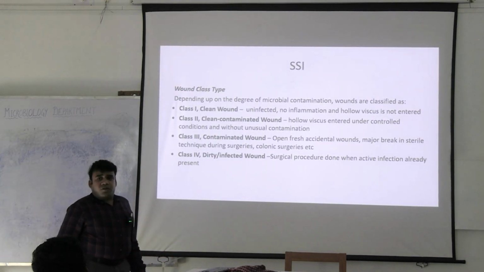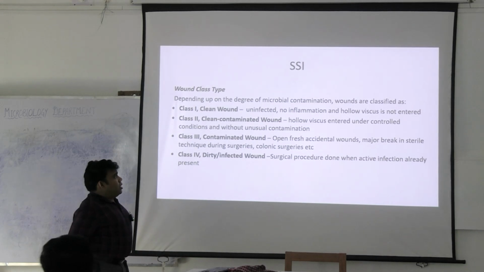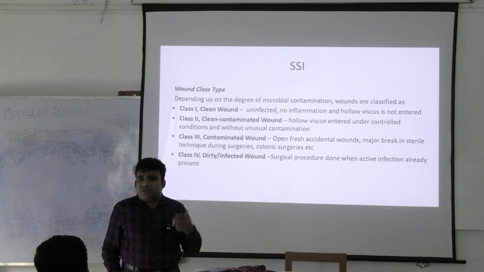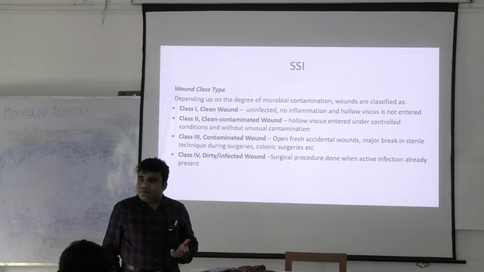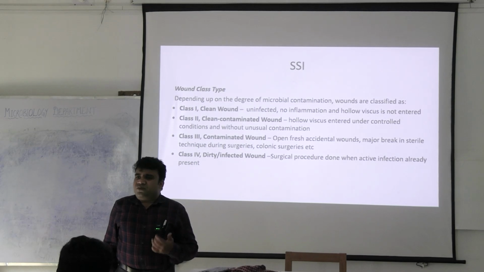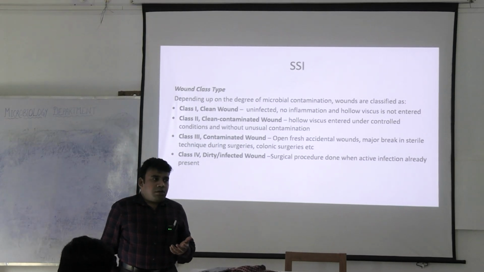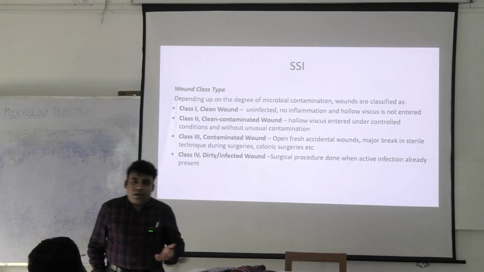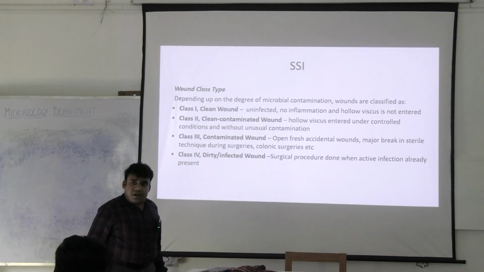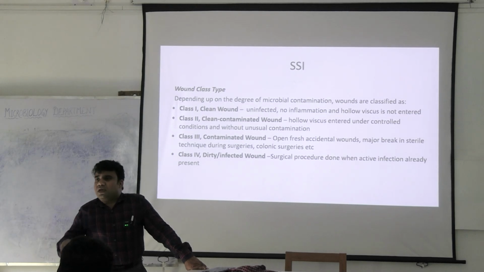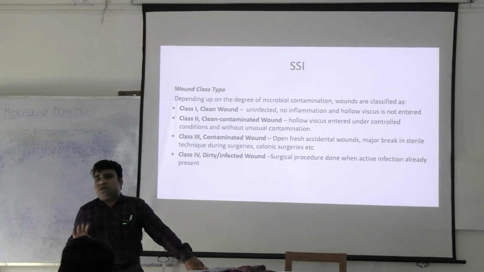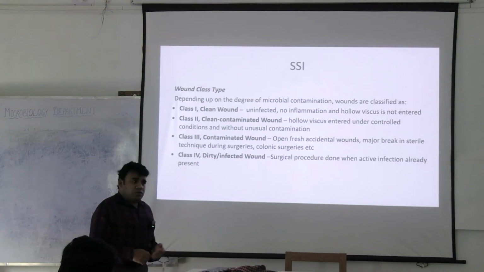What is a clean contaminated wound? It is when a hollow viscus is entered under controlled conditions without unusual contamination. A simple abdominal surgery, for example, an appendicectomy. When we are removing the appendix, we are entering into the abdominal cavity and entering the viscus, but in a controlled environment. That means there is no spillage, no perforation. It's a clean surgery, so we will classify it as a clean contaminated wound.